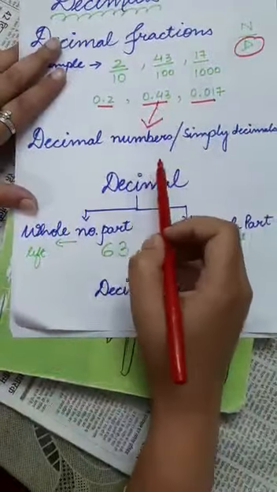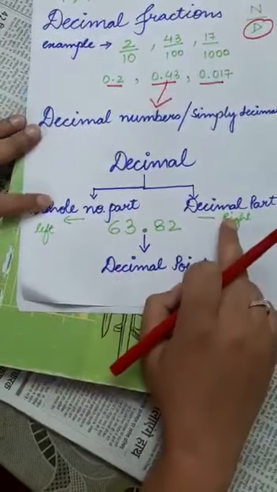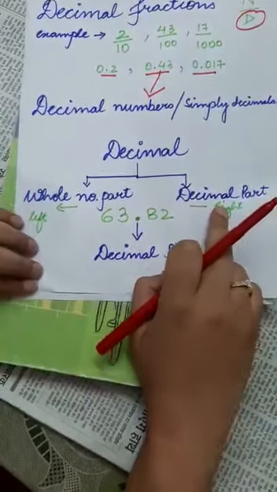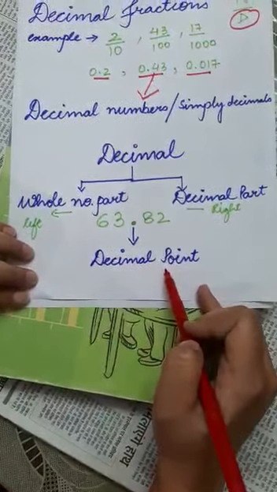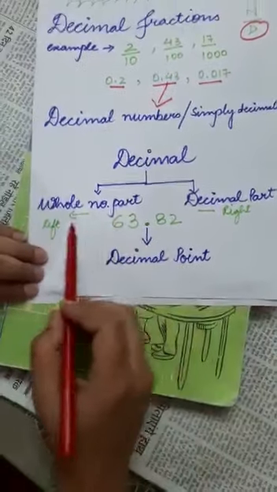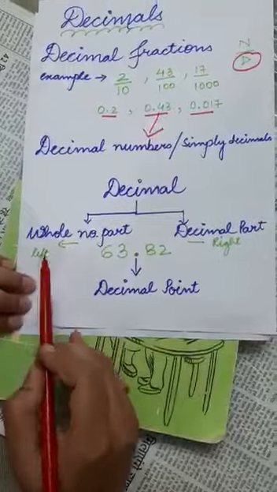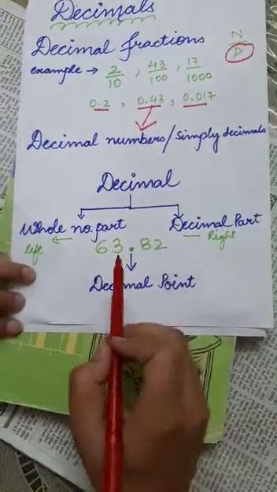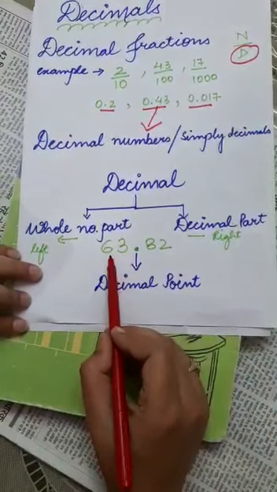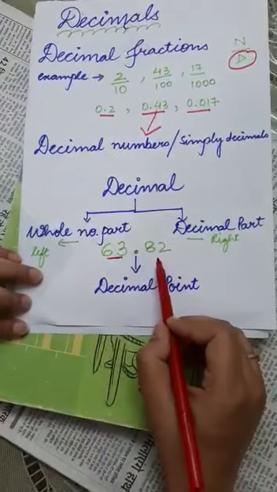A decimal has two parts, the whole number part and the decimal part. These two parts are separated by a dot, which is known as the decimal point. The whole number part is to the left of the decimal point and the decimal part is to the right of the decimal point. Thus in 63.82, 63 is the whole number part and 82 is the decimal part.